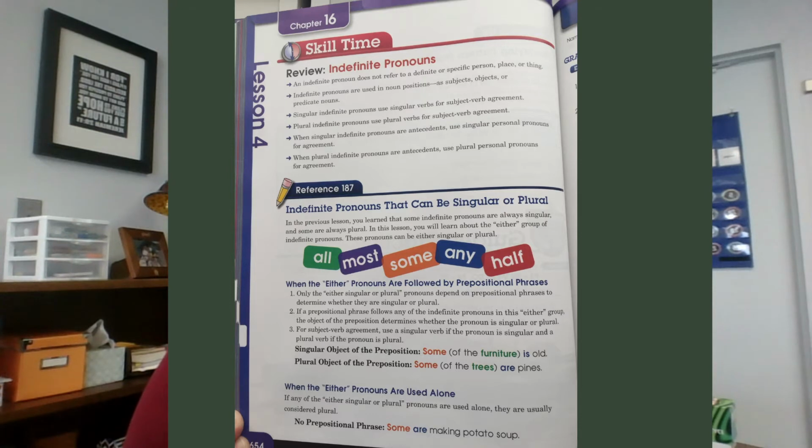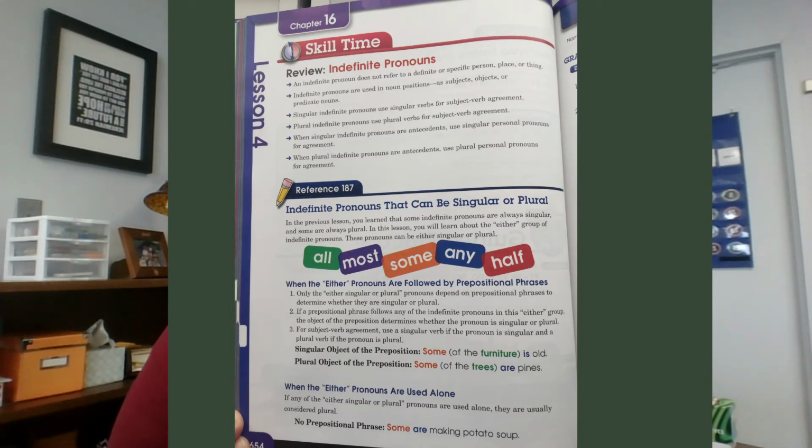plural pronouns depend on prepositional phrases to determine whether they are singular or plural. Number 2, if a prepositional phrase follows any of the indefinite pronouns in this either group, the object of the preposition determines whether the pronoun is singular or plural. And then number 3, for subject-verb agreement, use a singular verb if the pronoun is singular and a plural verb if the pronoun is plural.